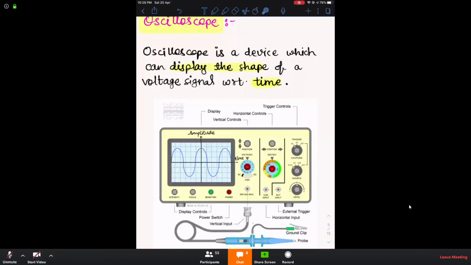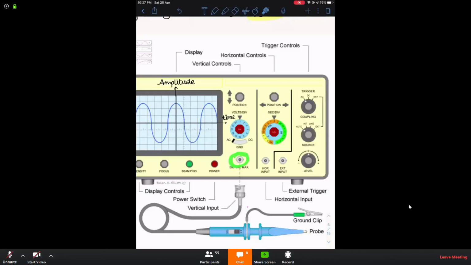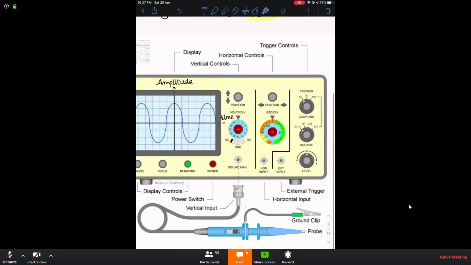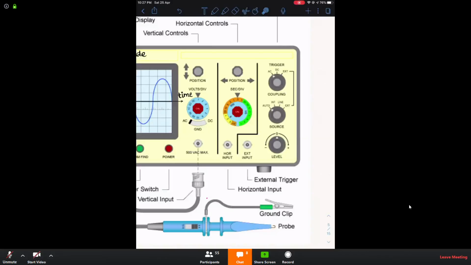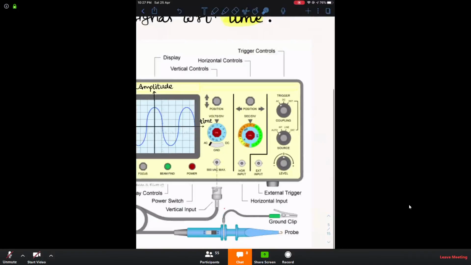Now this is the input terminal of the oscilloscope. This is the point from where the oscilloscope gets the data. Suppose, you all might have used a multimeter. In the multimeter you have two terminals, and you connect those two terminals to the circuit where you want to measure the voltage. For the oscilloscope also it is quite similar.